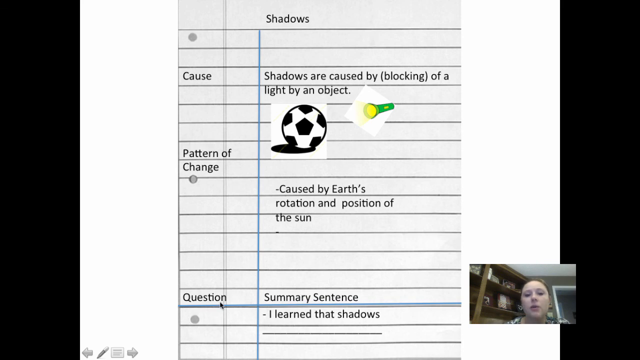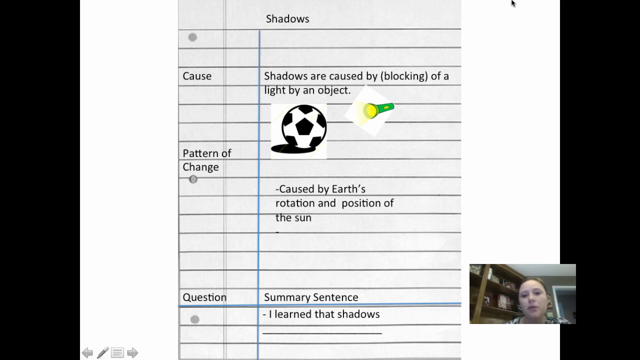And any questions that you still have about shadows, you need to write here. So come up with at least one question, and then you have a summary sentence. So you can summarize what you learned about shadows any way that you want, but it has to be in a complete sentence. So if you're struggling with that, I gave you a sentence starter. So I learned that shadows, and you can tell me whatever you learned about shadows through this activity.